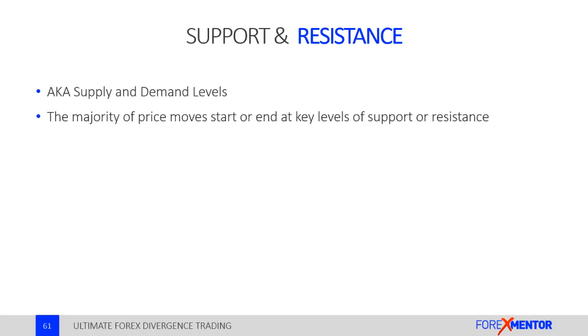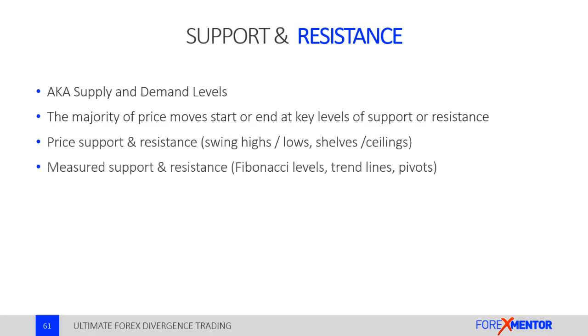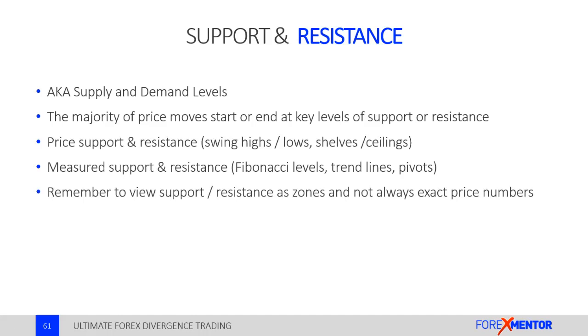Now, there's two forms of support and resistance. We have price support and resistance, which are things like swing highs, swing lows, support shelves, and resistance ceilings. Then you have measured support and resistance, which are things like Fibonacci levels, trend lines, and pivots. Now remember to view support and resistance as zones and not always exact price numbers.